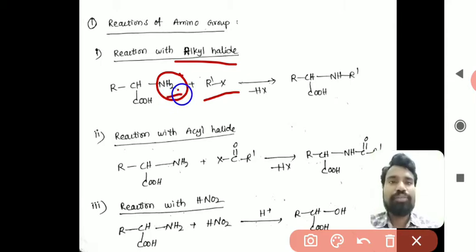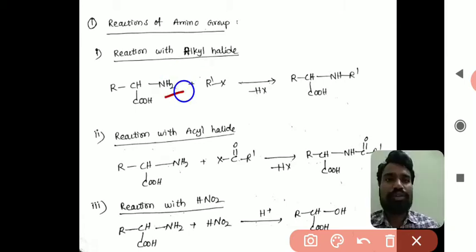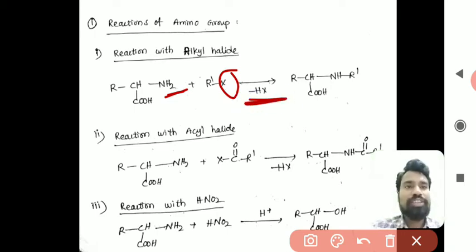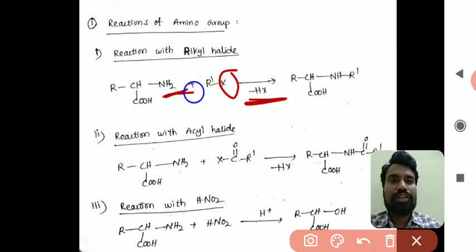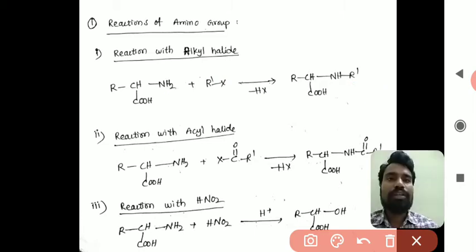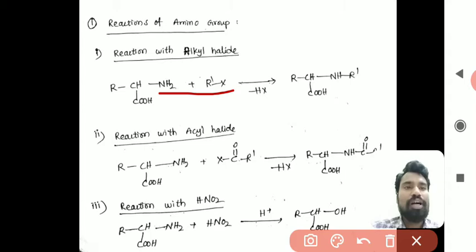So one hydrogen from this NH2 and the halogen from the alkyl halide leave as HX, and there is a bond formation between this nitrogen and the alkyl group, that is, an alkyl substituted amine is formed, right? So in the reaction between the amino group and alkyl halide, there is a bond formation between the alkyl group and the amine nitrogen. This is the reaction with alkyl halide.